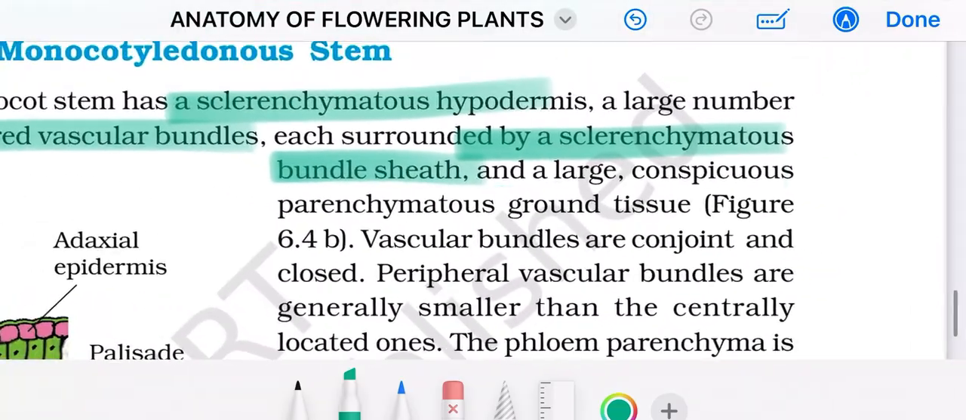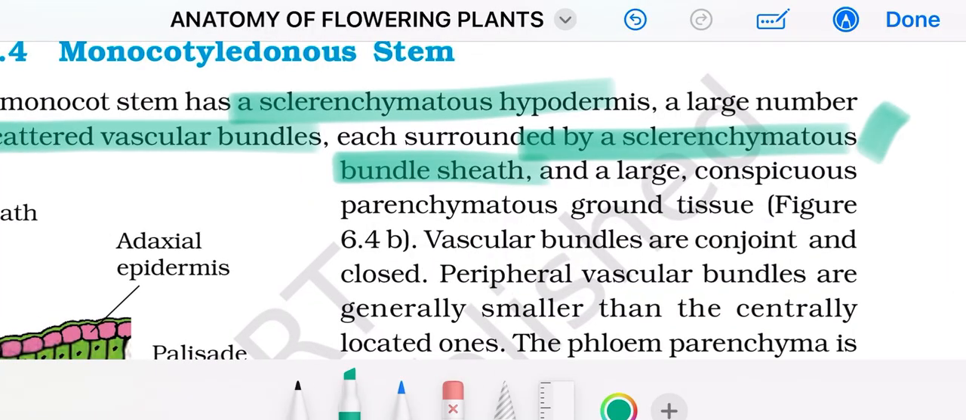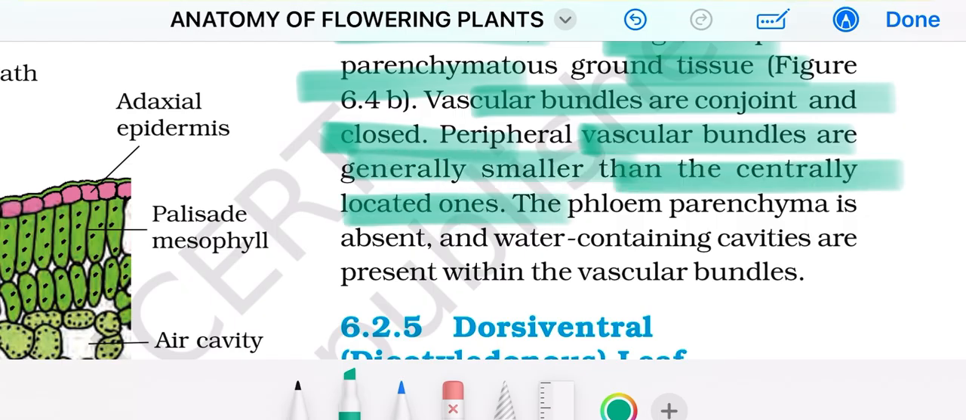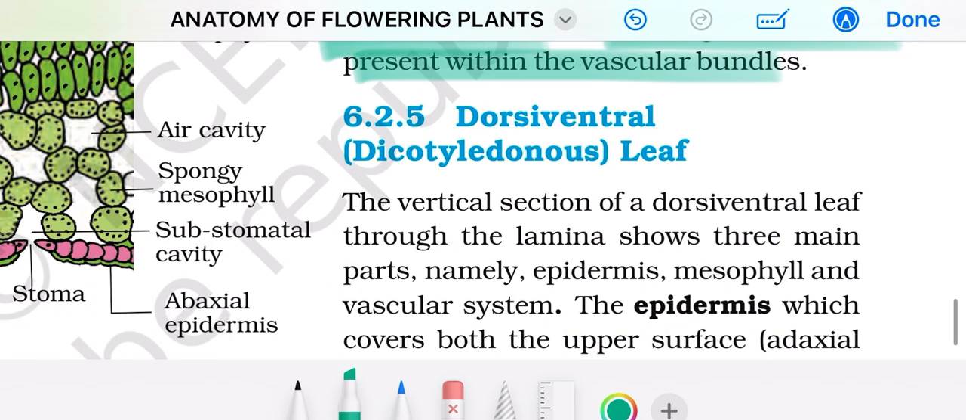The monocot stem has a sclerenchymatous hypodermis, a large number of scattered vascular bundles, each surrounded by a sclerenchymatous bundle sheath. In dicot, it is collenchymatous. It also has a large, conspicuous parenchymatous ground tissue. Vascular bundles are conjoint and closed. Peripheral vascular bundles are generally smaller than the centrally located ones. The phloem parenchyma is absent and water-containing cavities are present within the vascular bundles.